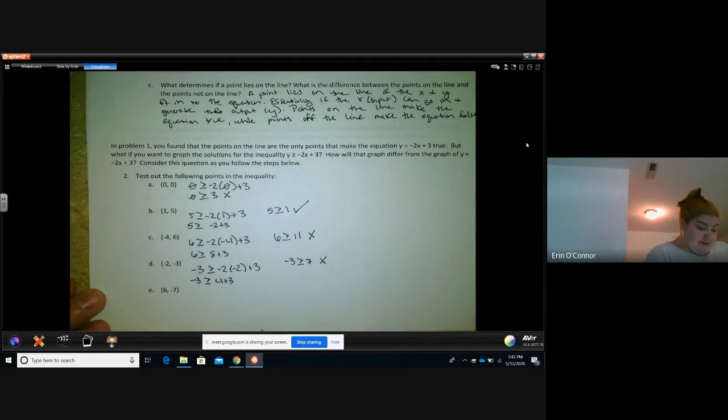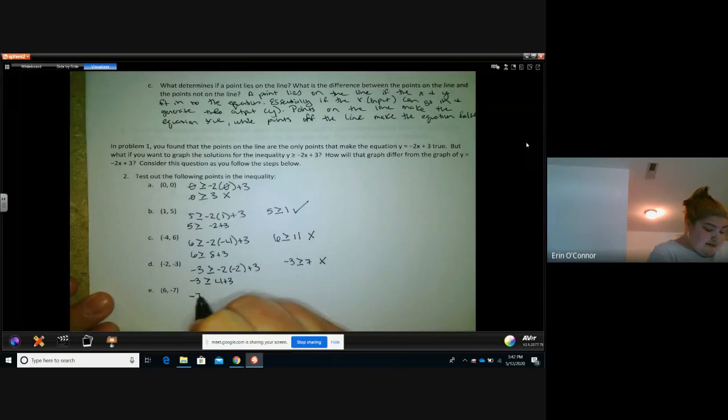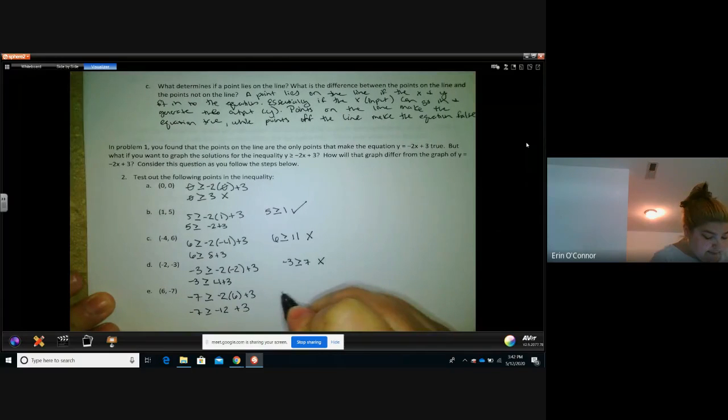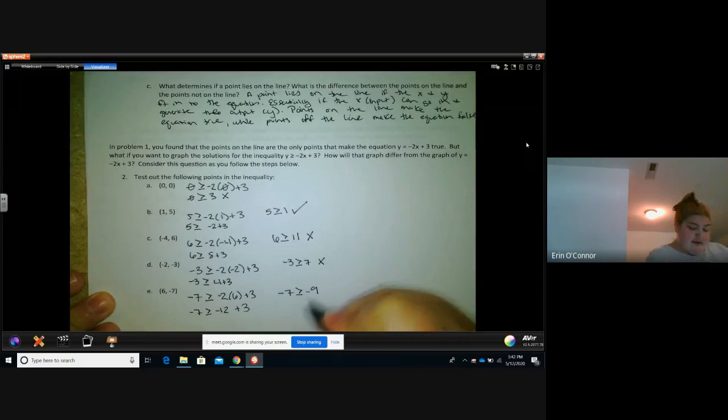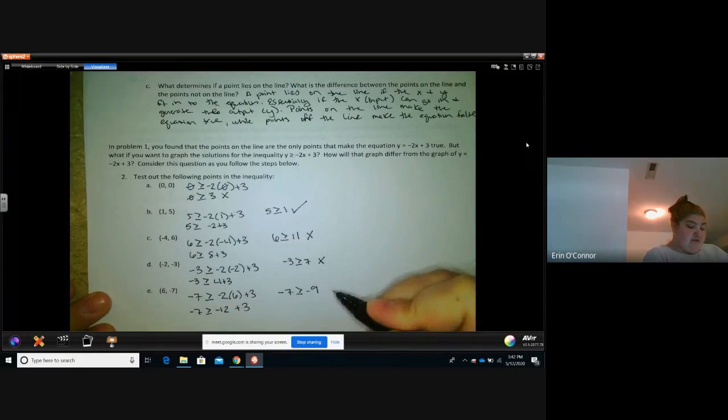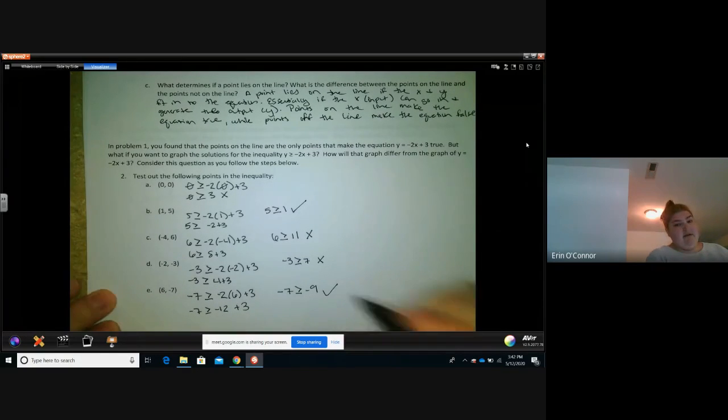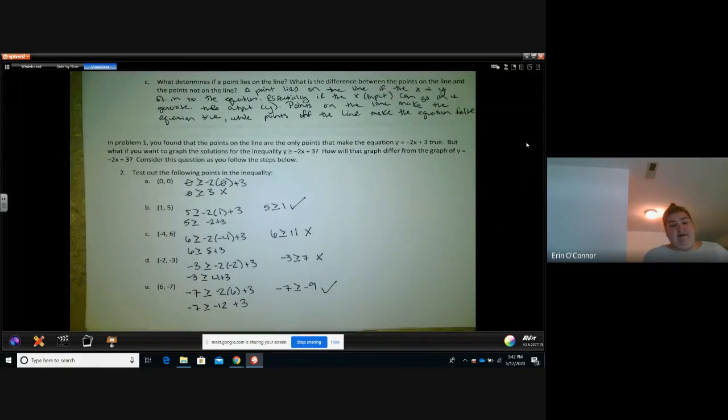Next one. Negative 7 is greater than or equal to negative 2 times 6 plus 3. Negative 7 is greater than or equal to negative 12 plus 3. Negative 7 is greater than or equal to negative 9. Is that true? Yeah, negative 7 is bigger than negative 9 because it is a smaller negative than negative 9. So that is true. So we have 2 true statements right now.